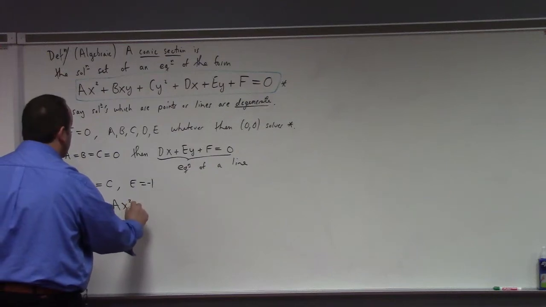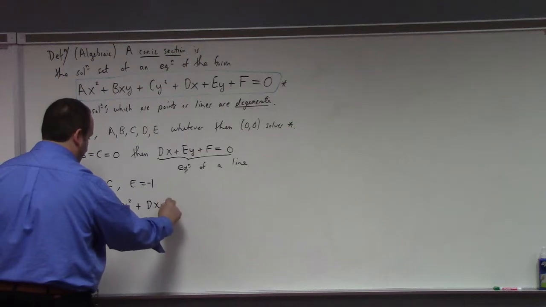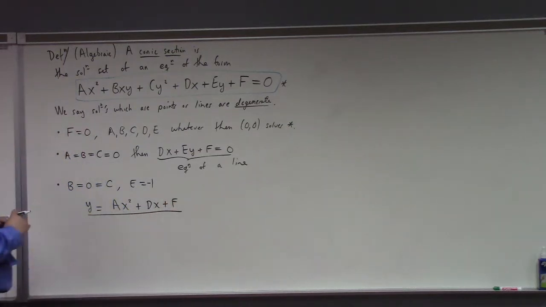Y equals AX squared plus DX plus F. And you guys know that that's a parabola. It's a parabola that opens up or down, depending on whether it's positive or negative. And just as well, we could play the game with A and B both 0, and leave the C non-zero, and we could get a parabola which opens left or right just the same. Pretty easily we could do that.